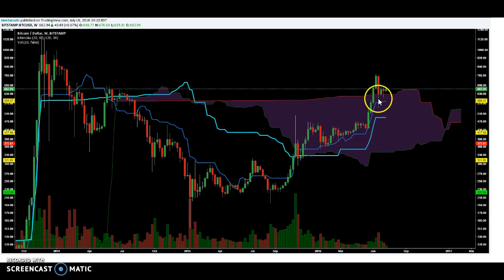The other thing I notice is we've had 3 wicks into this cloud, attempts to break down that have been denied. To me, at this moment, that says there is substantial support at this level. So this is a real zone. This is a real reversal zone. This is a real support, however you want to say it.